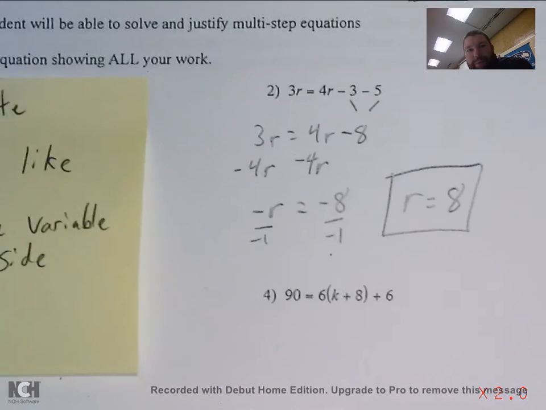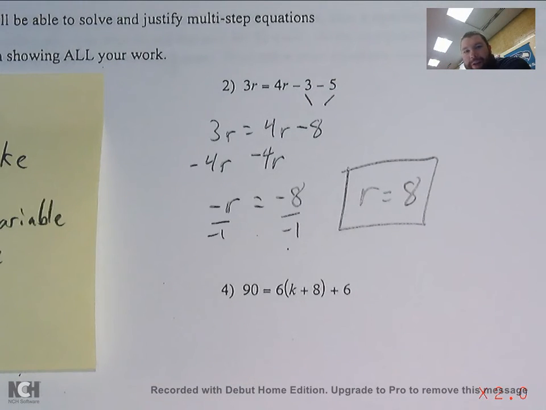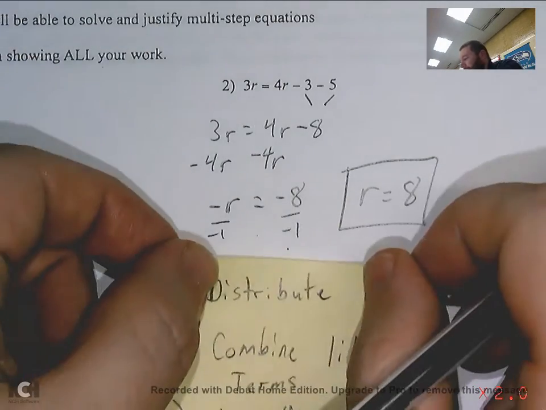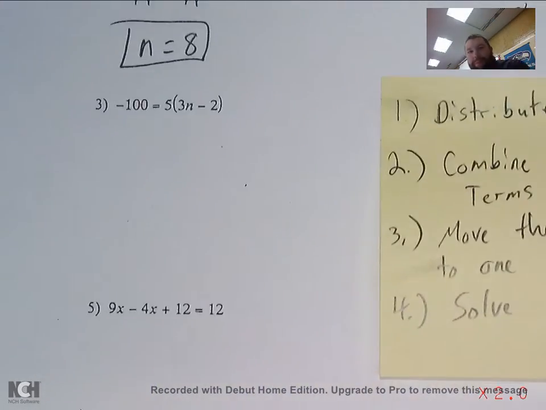Okay, sorry, I blocked you. There you go, r equals 8. Okay, let's try another one. Let's look at number 3 here. Again, I'm going to do these first 4 problems.